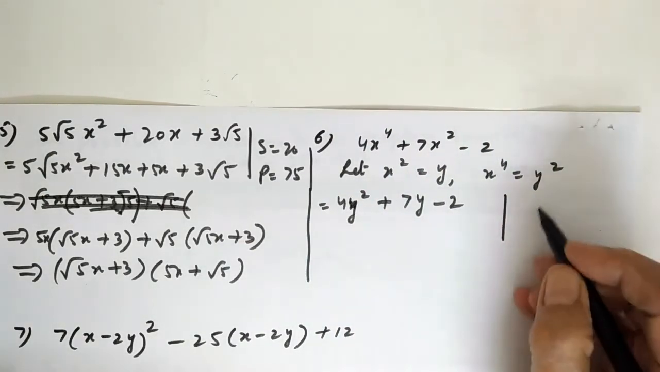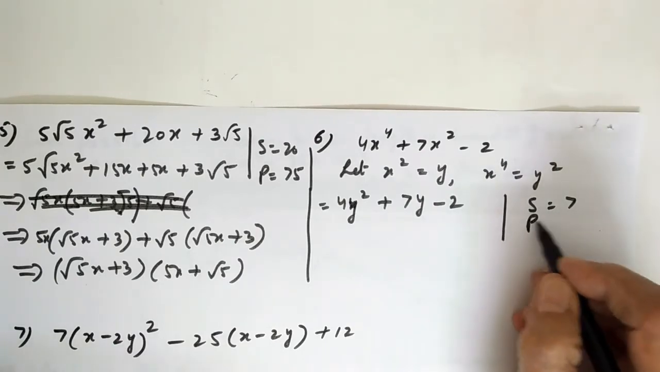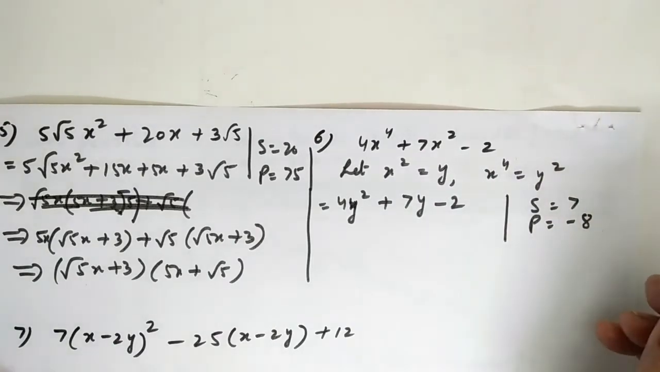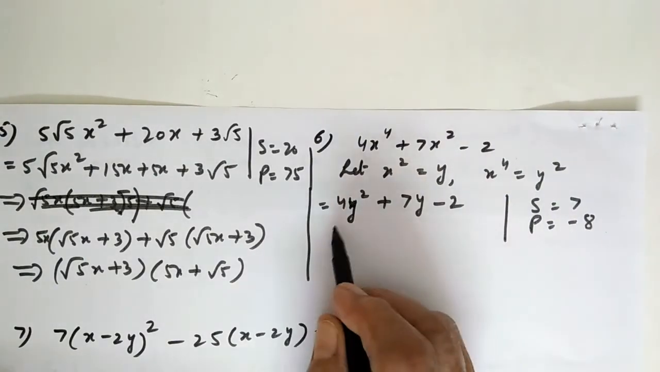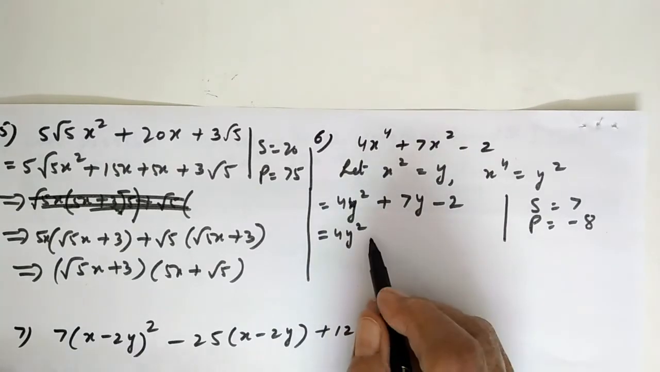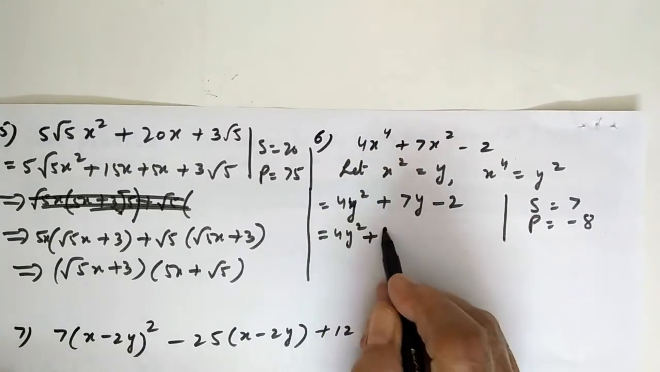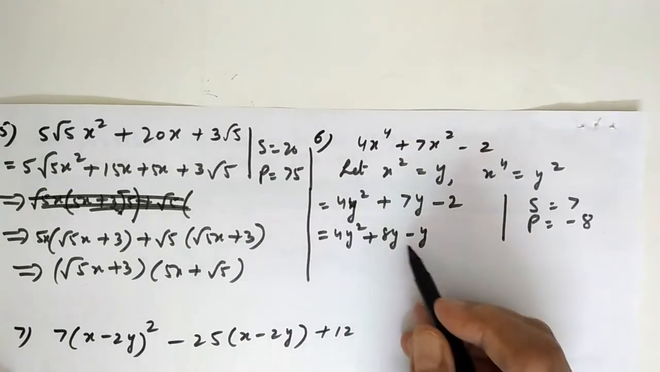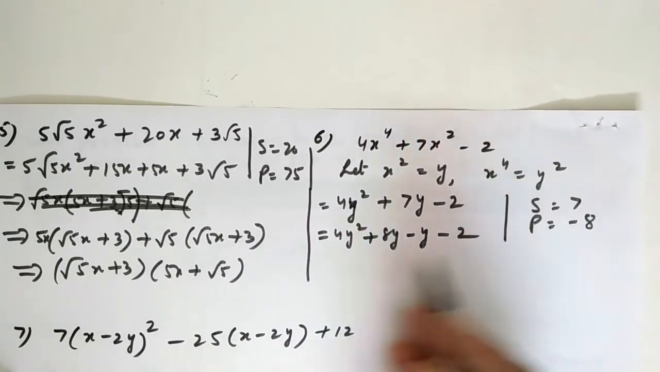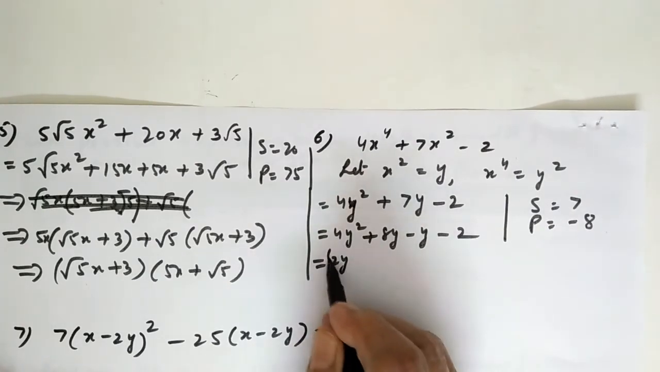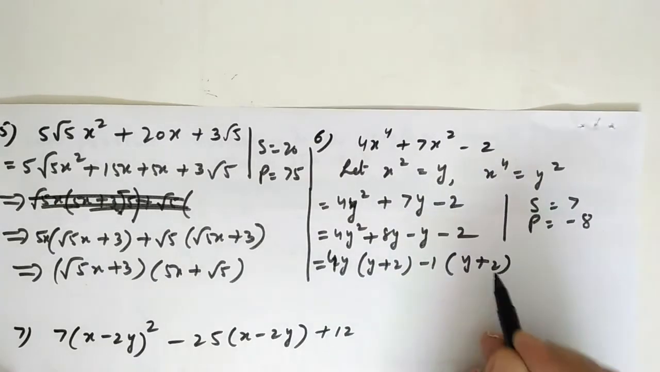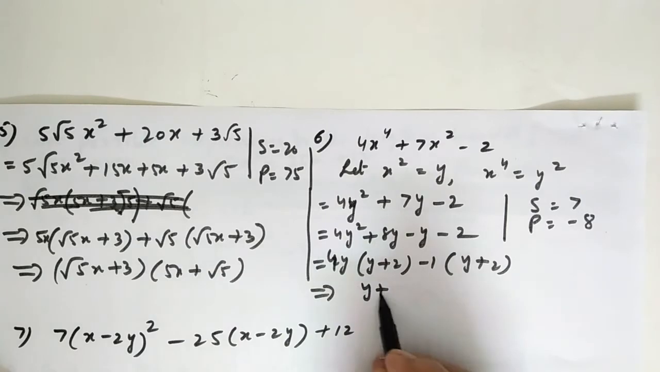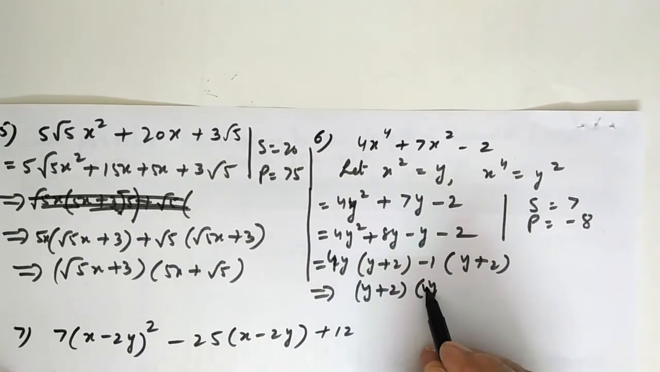Again same method, sum should be 7 and product should be minus 8. यहाँ से again product minus है तो one term should be negative. So we will write this as 4y square, यहाँ पर प्लस 7 है, 8y minus 1y. This is 7y and product will be minus 8. 4y common, y plus 2, minus 1 common, y plus 2. It is y plus 2, 4y minus 1.